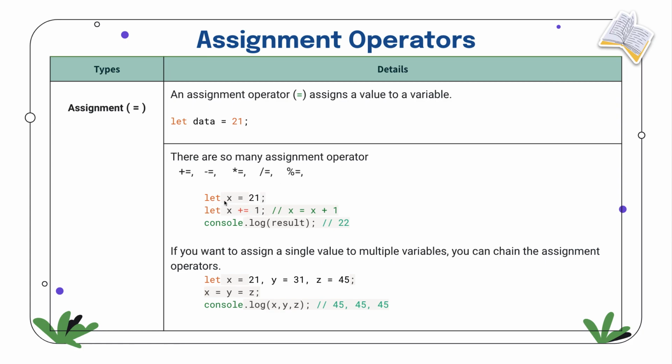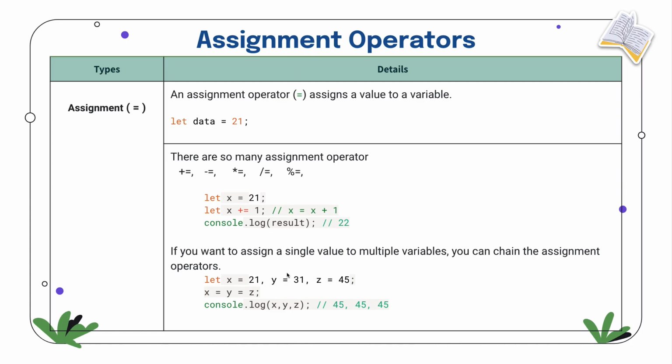If you see this example, x equal to 21, and x plus equal to 1 means x equal to x plus 1. So that means 21 plus 1. Plus equal to is x equal to x plus 1. That is one main similarity. So x equal to x plus 1 means 21 plus 1, so 22. Basically here it should be result, but I made a mistake by writing the same x. So this would be result, 22.